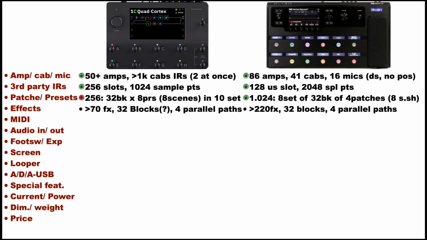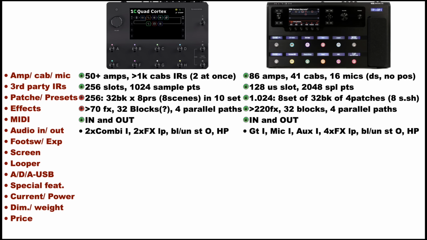As regards effects, the Quad Cortex has more than 70 effects distributed in 32 blocks, not sure here, and you can have 4 parallel sets of effects, while the Helix offers more than 220 effects arranged in 32 blocks with 4 blocks that can be set in parallel. So the Helix is better as it offers more effects. Both have the same MIDI I/O.